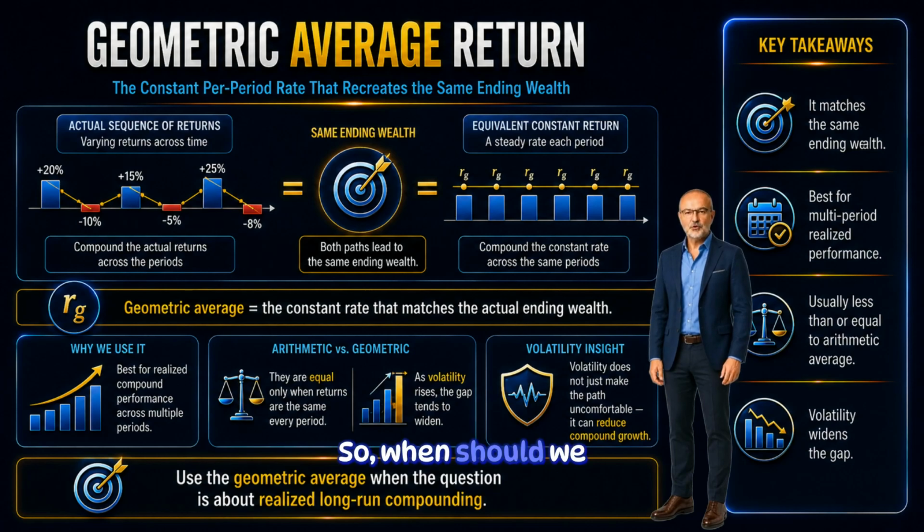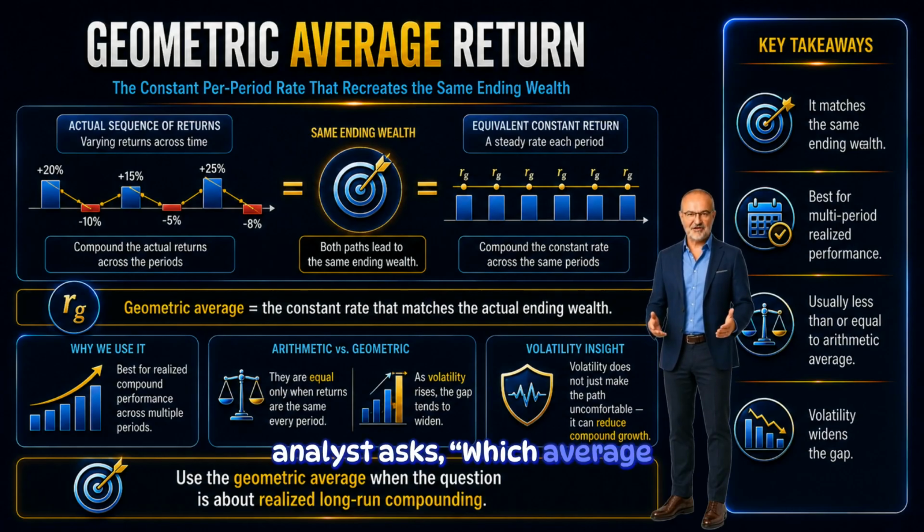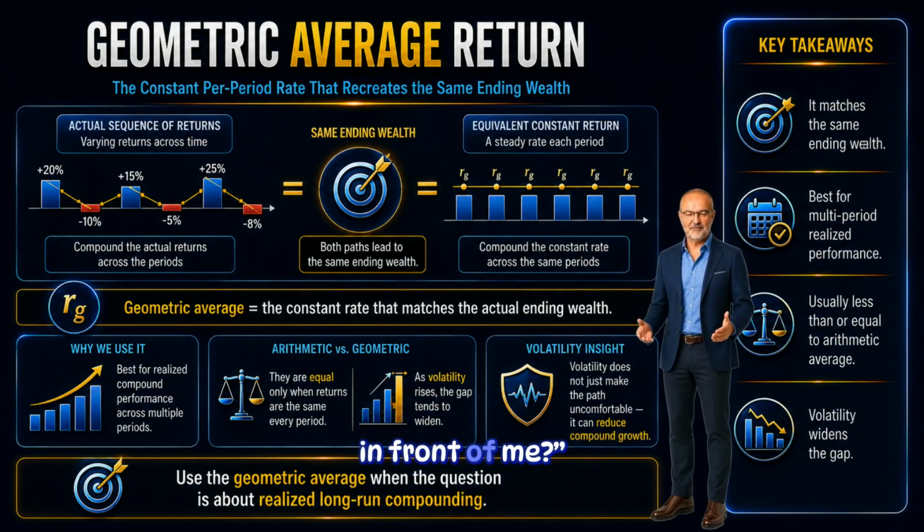So, when should we use each average? Use the arithmetic average to describe an average single period return or to help think about a one-period expectation. Use the geometric average to describe realized compound performance across multiple periods. Neither average is always better. The correct choice depends on the question. A good analyst doesn't ask, which average do I like? A good analyst asks, which average answers the decision problem in front of me?